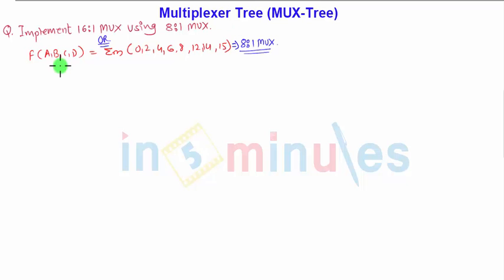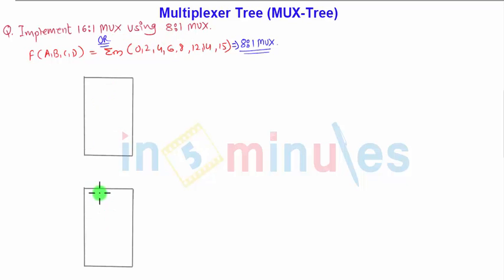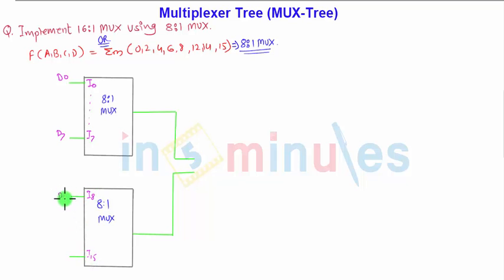We need 16 input lines and 1 output line with the help of 8 input and 1 output muxes. So definitely I will require two 8 is to 1 mux. I have drawn two 8 is to 1 mux. This multiplexer is going to have input lines I0 to I7, so I will name them data lines D0 to D7. I will name the other ones I8 to I15, that is D8 all the way to D15.